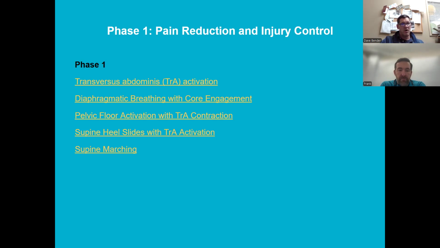Pelvic floor activation with TA contraction. The pelvic floor fires almost a split moment before the TA does, so sometimes our TA contraction patterns can also be pelvic floor issues. We want to get somewhere where we can get that deep system facilitated. Supine heel slides with TA activation is another easy one, and supine marching can be used in some cases. Everyone has different strategies. These are just some simple examples of what might be in that pain reduction, injury control section.